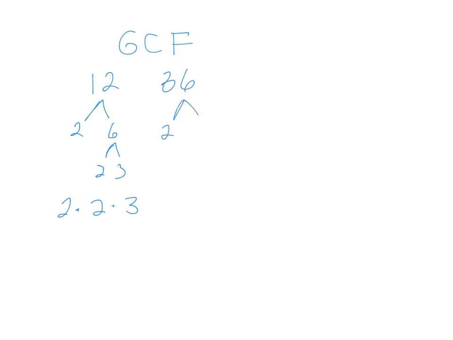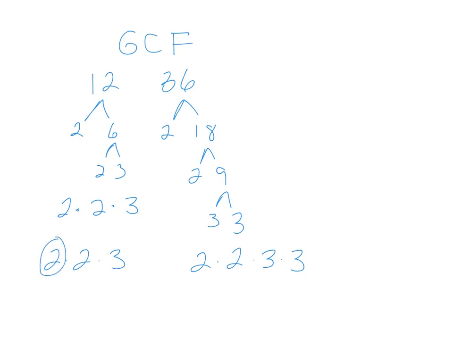So let's say I do 12 and 18, 2 and 9, 3 and 3. And so we've got 2 times 2 times 3. And then over here for 36, we've got 2 times 2 times 3 times 3. And maybe you guys did this last year. So we're looking at the biggest part that's shared. So we have a set of 2's.